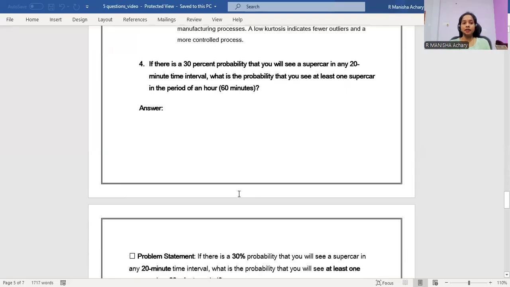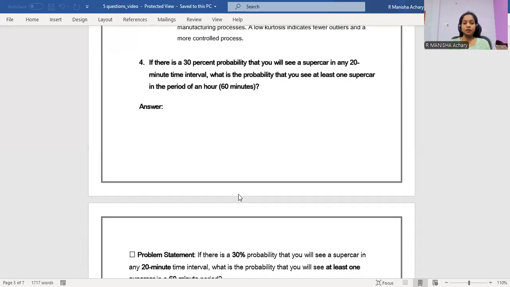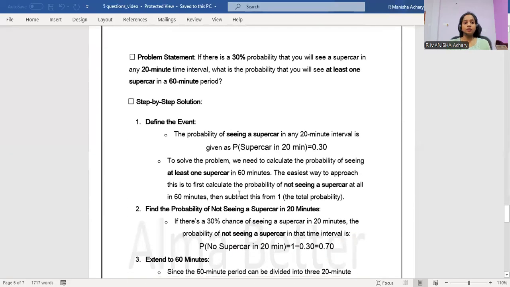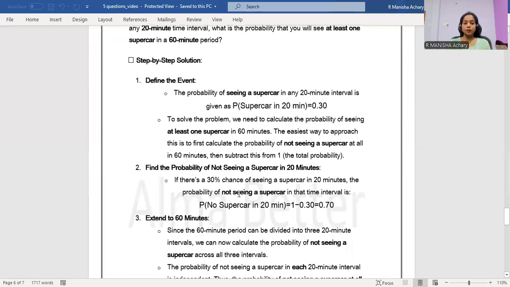Next, this is a practical question. The question is: if there is a 30% probability that you will see a supercar in any 20-minute time interval, what is the probability that you see at least one supercar in the period of an hour? First event: the probability of seeing a supercar in any 20-minute interval is P(supercar in 20 minutes) = 0.30.